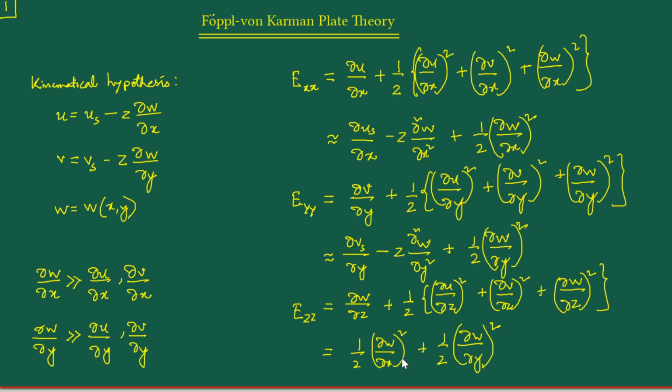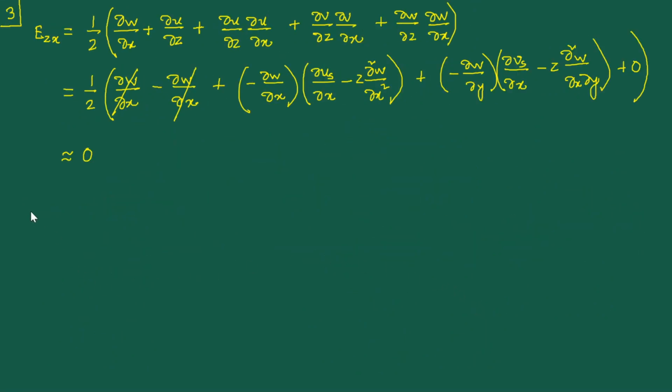can we perhaps write this in a somewhat simpler fashion? So just notationally, what we can do is, and this we are going to use throughout. We are going to write our EXX as EXX naught minus Z del square W del x square. Let me write that Z a little bit better.